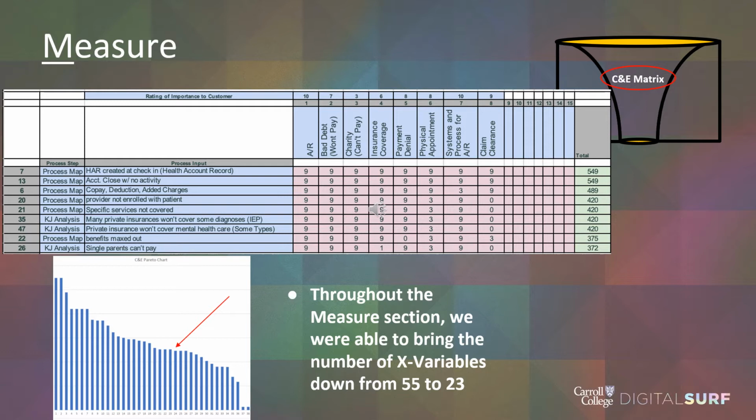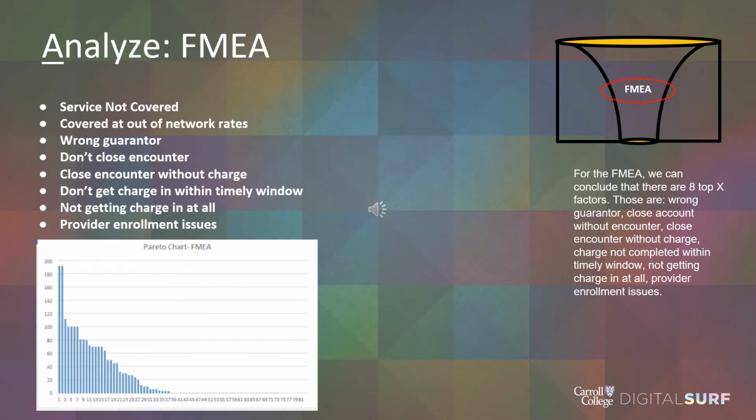At the end of each line, each correlation rating is multiplied by the importance rating, all adding up to give the X variable a score. The higher the score, the more important the X variable is. Once every line is complete, we create a Pareto chart that displays each score from highest to lowest. At this point, we can determine which X variables we want to choose to move on with the Six Sigma process. We were able to narrow down our X variables from 55 to 23.